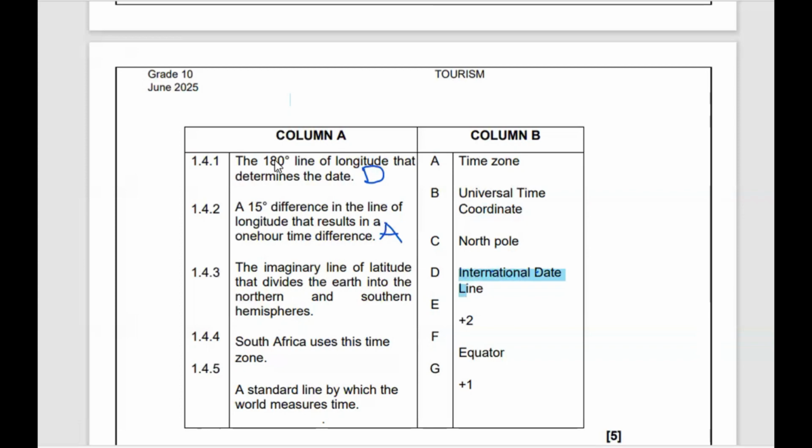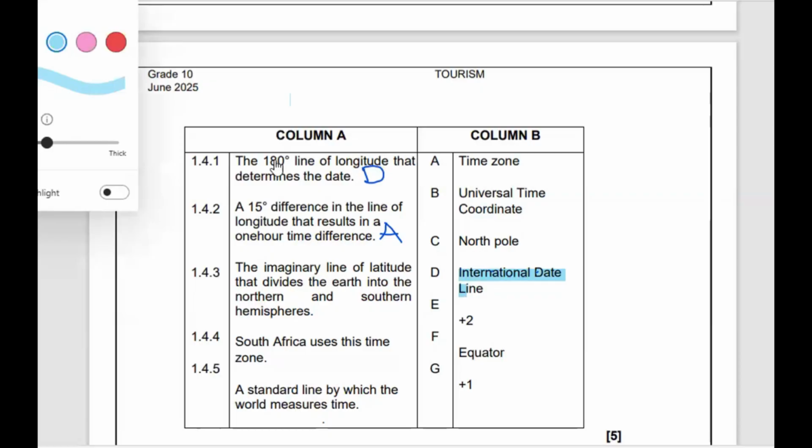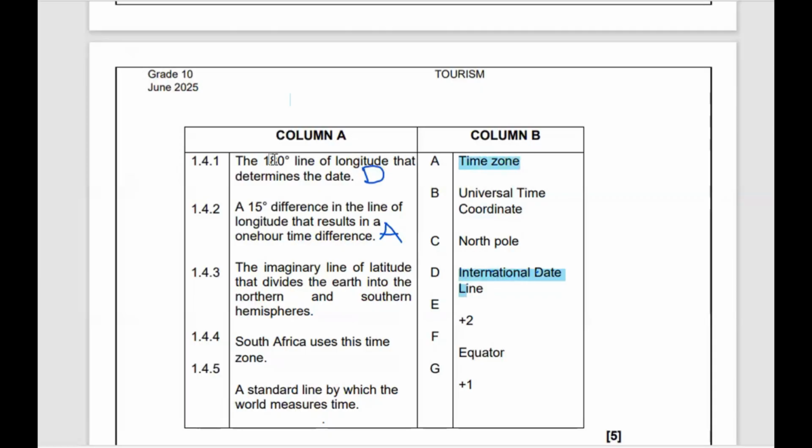The time zone is the 15-degree difference which results in 1 hour time difference. So our correct answer in that scenario would be A. Moving on to 1.4.3, the imaginary line of latitude that divides the Earth into the northern and southern hemisphere. It is known as the equator. So the equator is represented by the letter F. So the letter F would be the correct answer for 1.4.3.